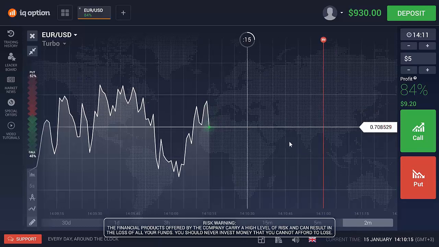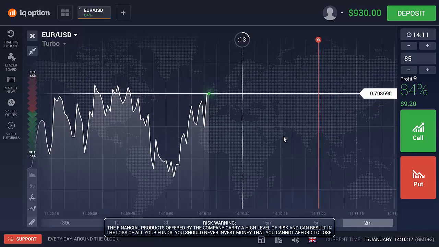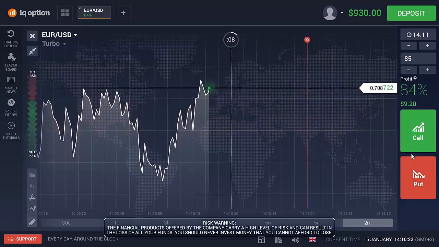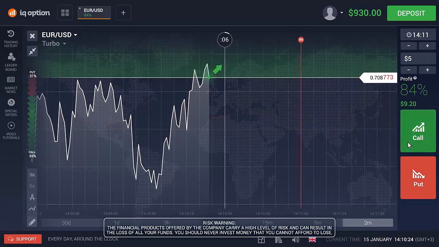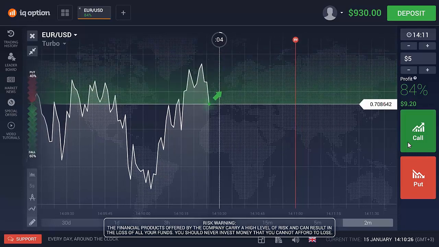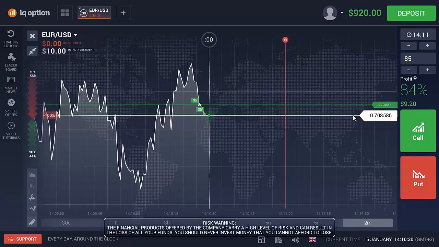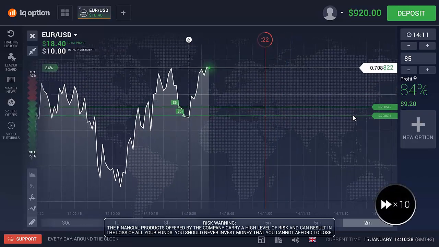Try to determine what the rate would be at the closing of the transaction. Will it be higher or lower than the present level? Using the Call and Put buttons, you can buy options. Wait until the closing of your transaction to see the result.